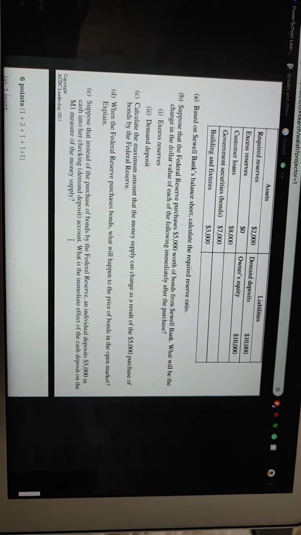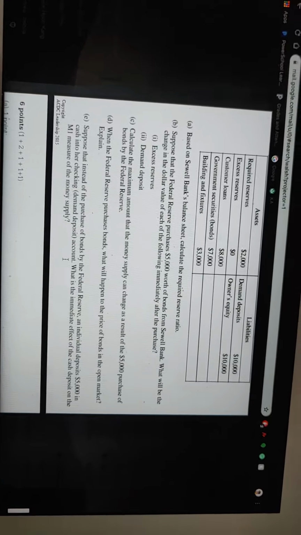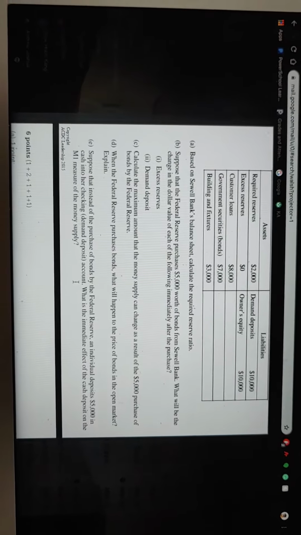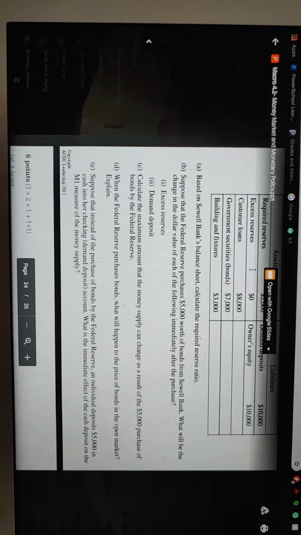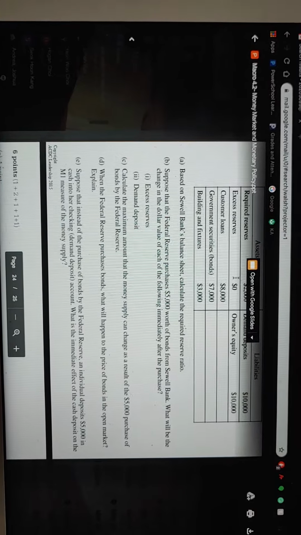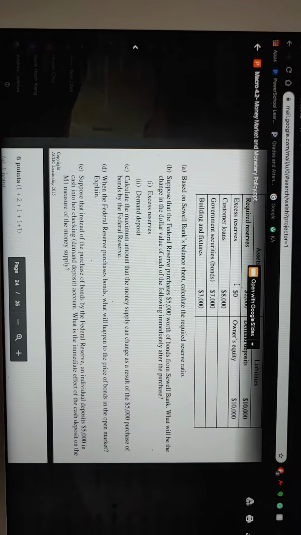Okay, so the reason for letter B, part 1, why excess reserves increased by 5,000, is because when the Federal Reserve purchases $5,000 of bonds, then the bank is going to need to put some cash into the assets since it's at zero. This is so that the bank can then lend it to other people.